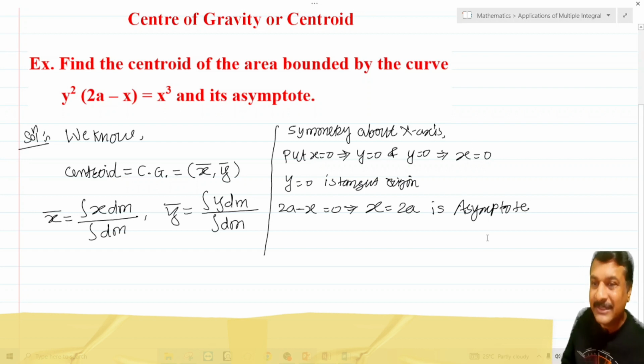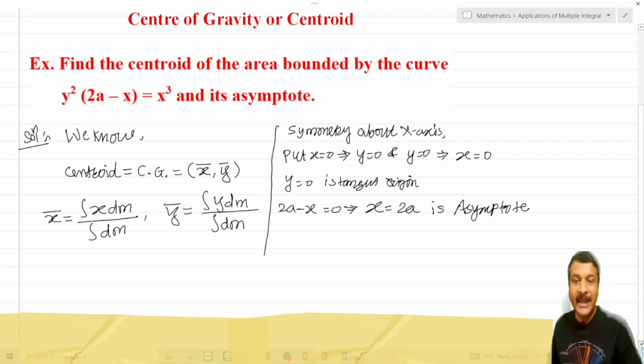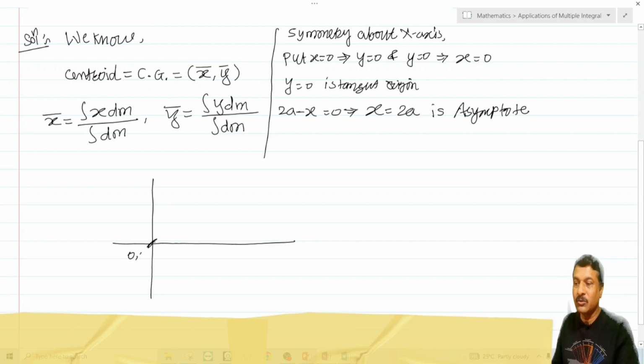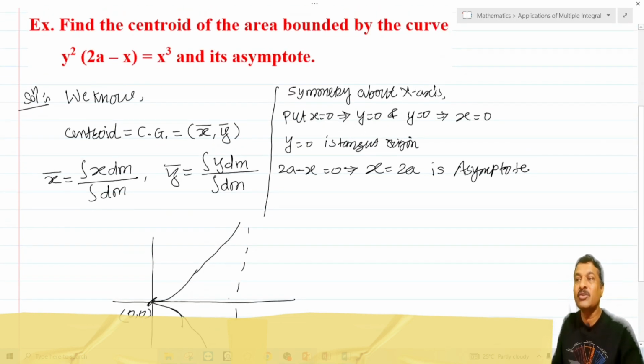So by using this information, I can find that it passes through the origin. Then y equal to 0 is the tangent, meaning the x-axis is the tangent. So the nature of the curve is like this, and x equal to 2a is the asymptote. So definitely like this.